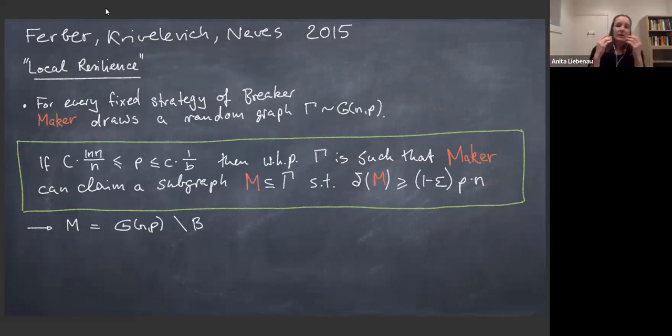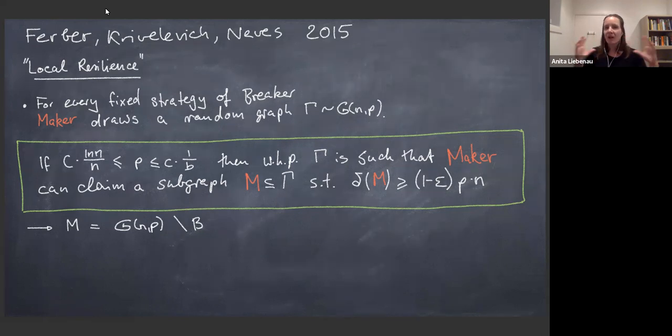And if your random graph is G(n,p), and if your p is at least a constant times log n over n, and at most a small constant times 1 over b, then with high probability, this random graph is such that Maker can claim a subgraph of G(n,p) so that at every vertex you have at least a 1 minus epsilon proportion of the expected degree. So this strategy works for any kind of property when G(n,p) is locally resilient for this property.